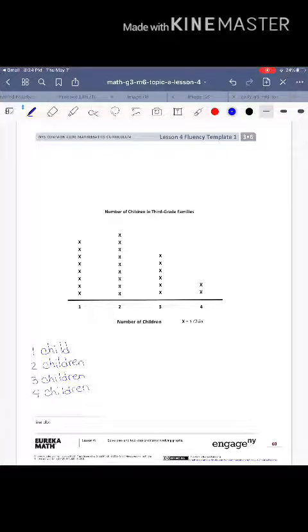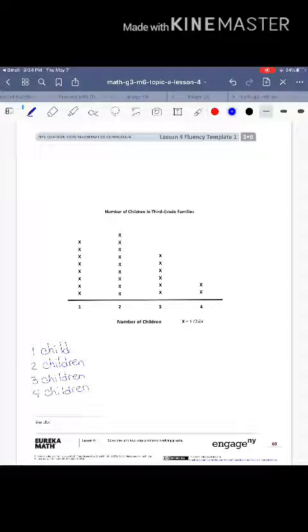Hello guys, good morning. Today we're on lesson number 4. We're going to be working with graphing and two-step problems. What does it mean, a two-step problem? Well, two operations that you have to do before you solve the problem. So we have to be really careful reading these problems.